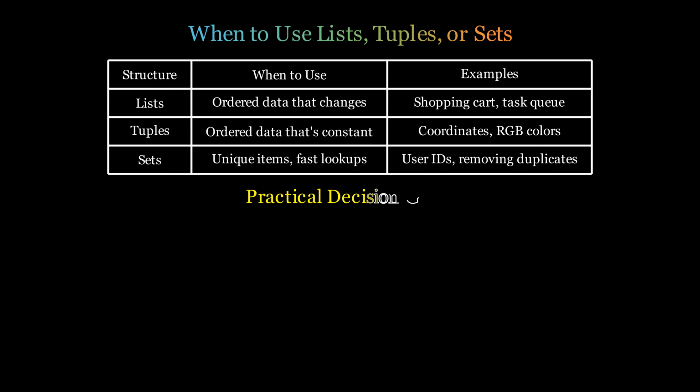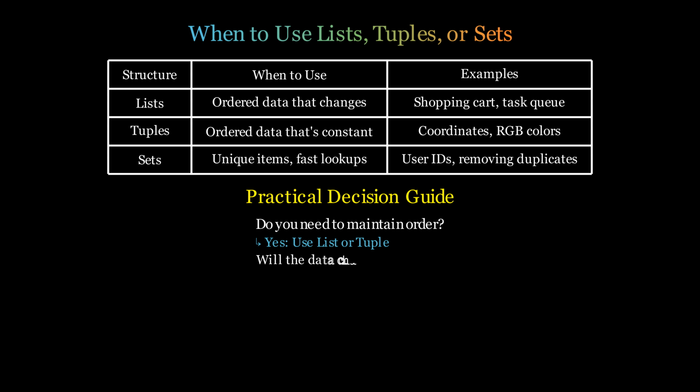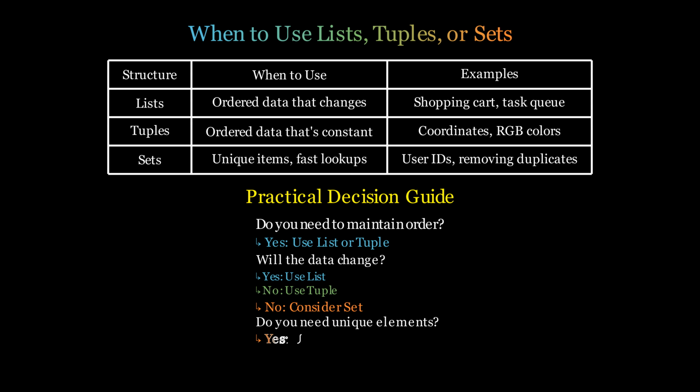Here's a decision tree to help choose the right structure. First, ask if order matters. If yes, choose between list and tuple based on mutability needs. If order doesn't matter, sets are great for uniqueness. When in doubt, lists are the most flexible option.